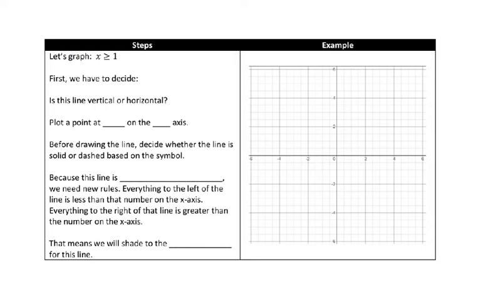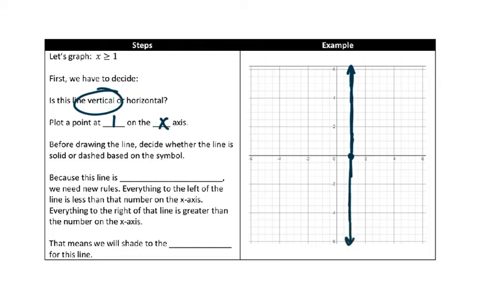Let's do a different one. Okay, first we have to decide, is it vertical or horizontal? Well, y was horizontal, so x is vertical. We're going to plot a point at 1 on the x-axis. And now I have to decide whether it is solid or dashed. It's equal to, so it's solid, and we're going to draw in our solid vertical line.